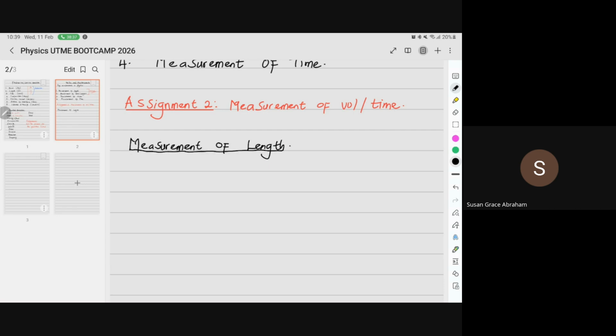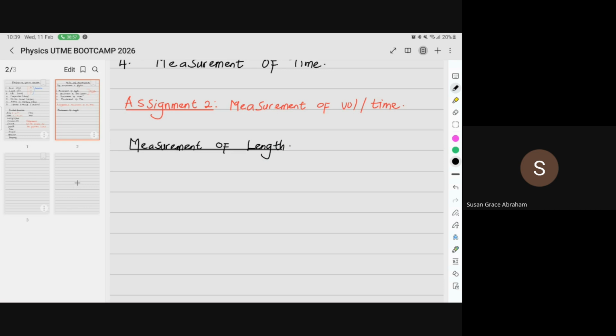So under measurement of length, I'm going to consider what we call precision and accuracy. What we mean by reading accuracies. And we'll look at the 3 key instruments we use in measurement. There are 3 key instruments that we use in measurement.